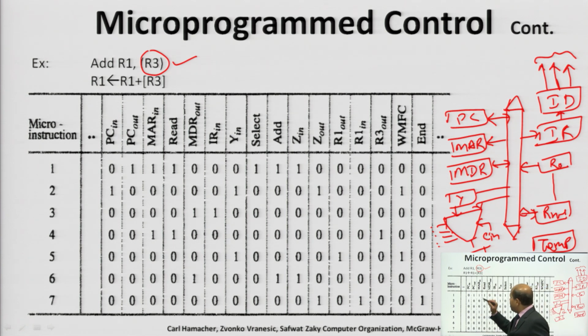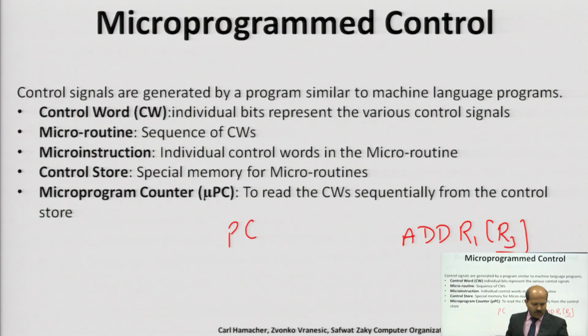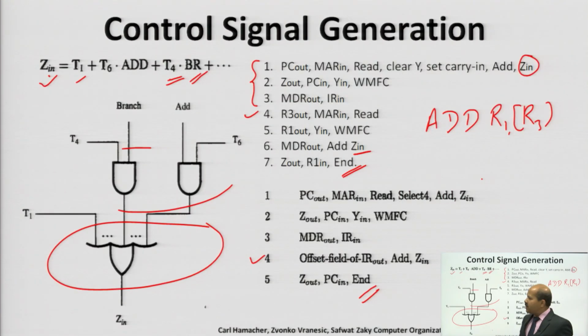So, in the same example you can see, here in the first step: PC out, MAR in, read, clear Y, set carry in, add and Z in. These components are in function, so they have commands; they are instructed by the control unit. Control signals for these components are to be issued.